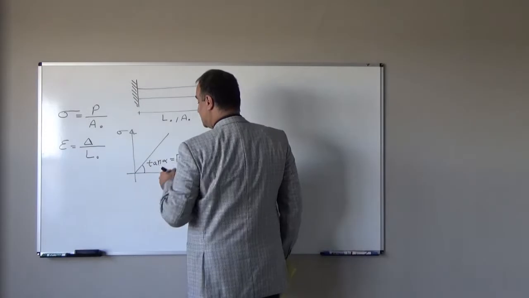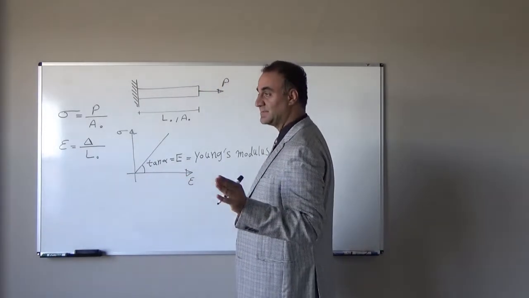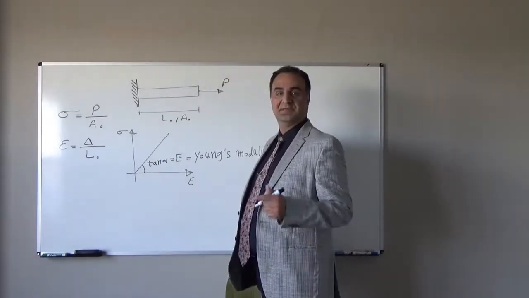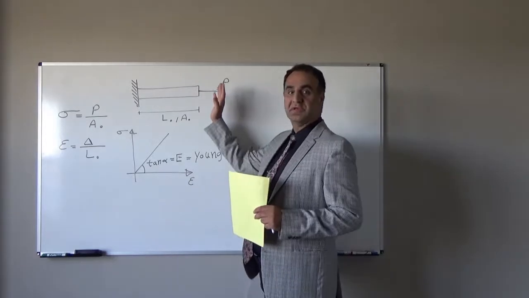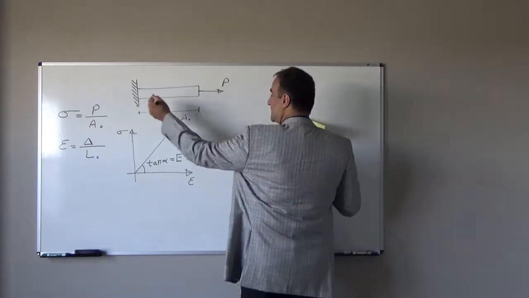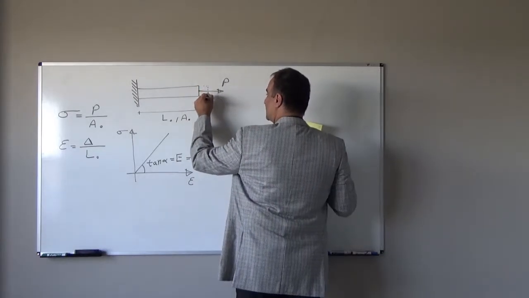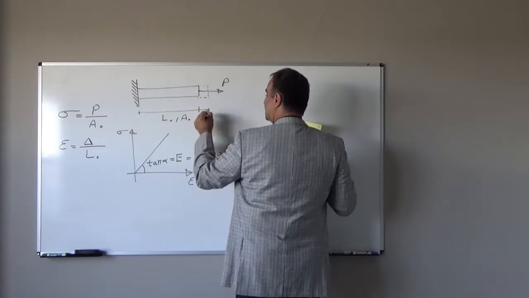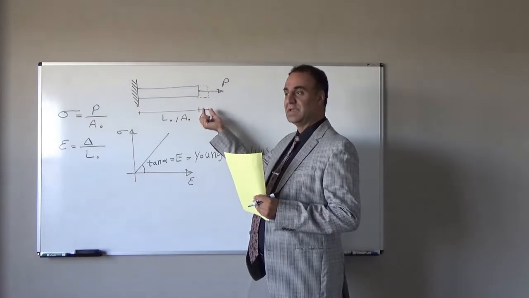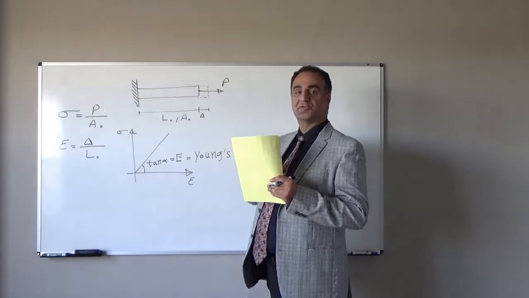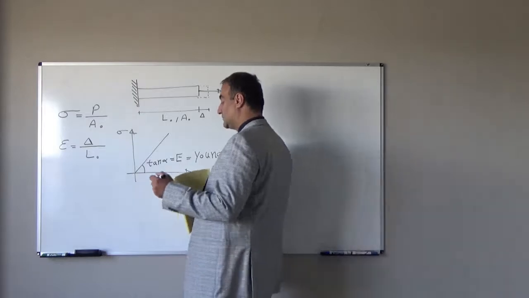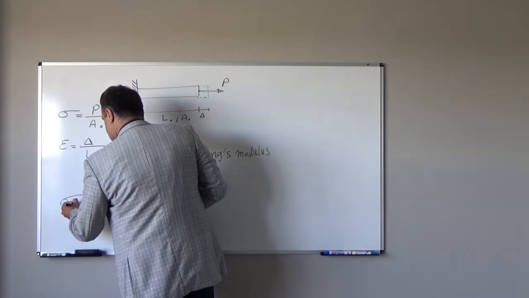For linear elastic material, linear means stress and strain are proportional, and elastic means if we remove the external load, we will not have permanent deformation. If we apply the load, we will have deformation, like delta in this example. And if we remove this P, delta will vanish and we will not have any permanent deformation, like a rubber band or a spring. So for linear elastic material, if you remember, I said Hooke's law is valid.